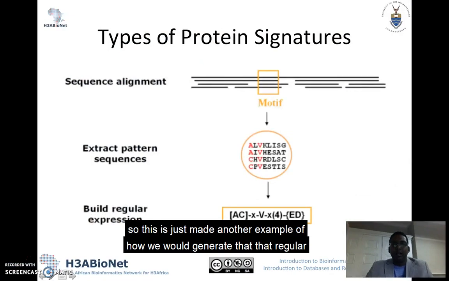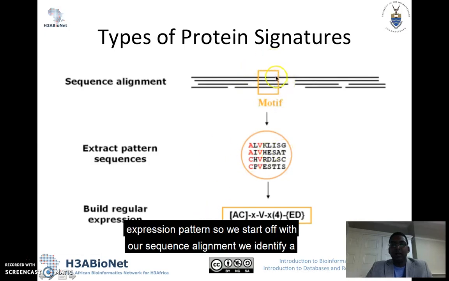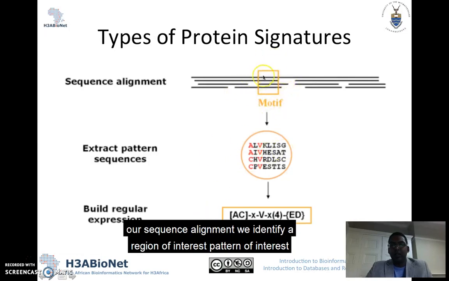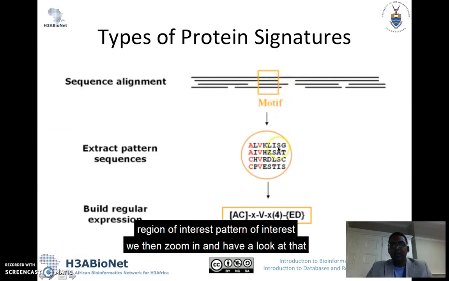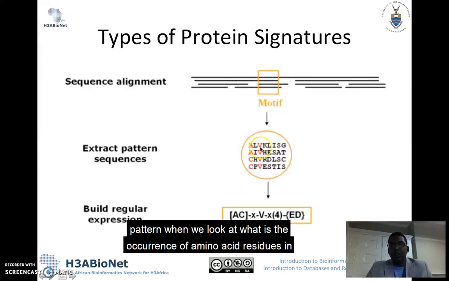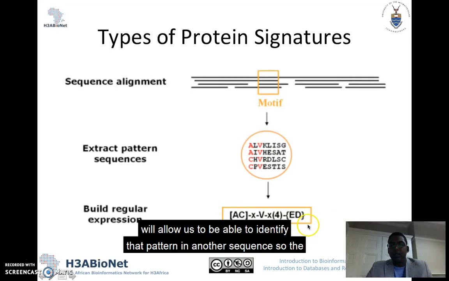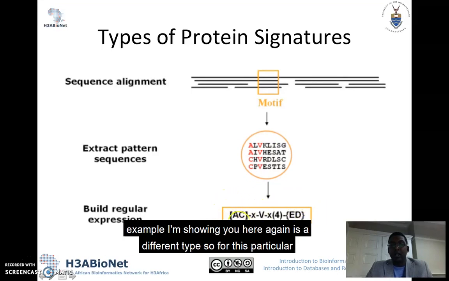So this is just another example of how we would generate that regular expression for the pattern. So we start off with our sequence alignment. We identify a region of interest, pattern of interest. We then zoom in and have a look at that pattern, and we look at what is the occurrence of amino acid residues in that pattern. Based on that, we then generate this regular expression that will allow us to be able to identify that pattern in another sequence. So the example I'm showing you here again is of a different type.